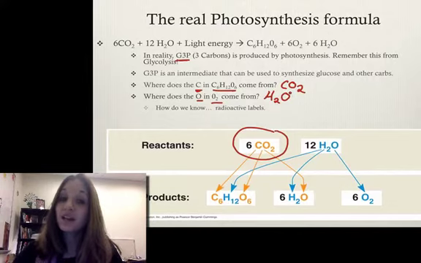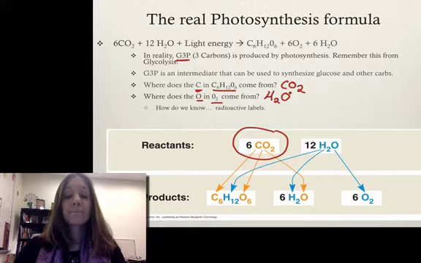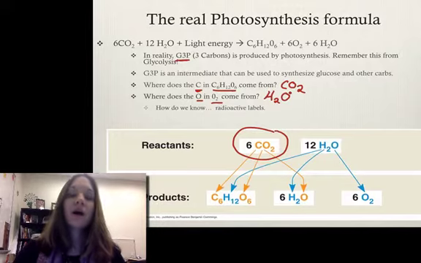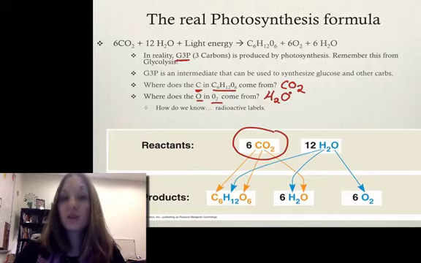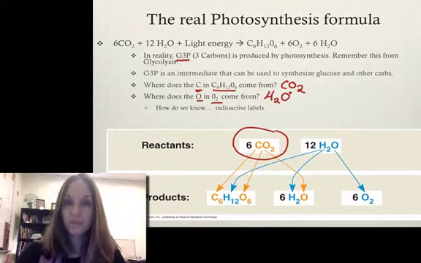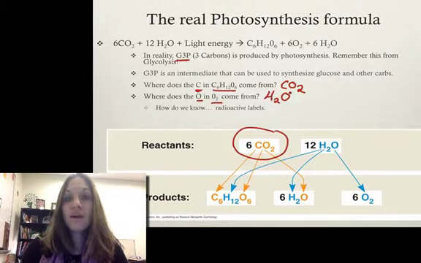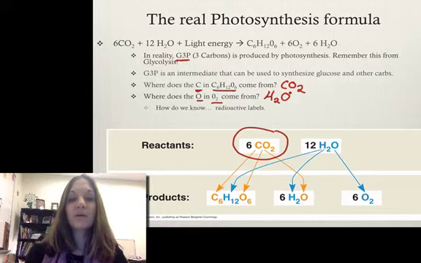And we know this because when plants were given radioactive water with radioactively labeled oxygen, and other plants were given carbon dioxide with radioactively labeled oxygen, the plants that were given the radioactively treated water, the oxygen gas that was produced was also radioactive. So that is a little insight into how we've actually scientifically proven where these molecules come from.